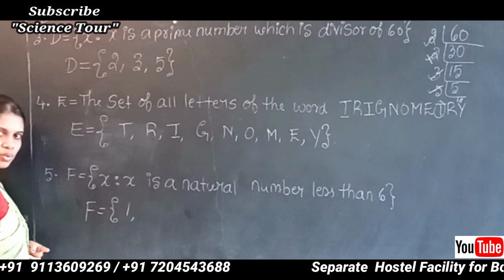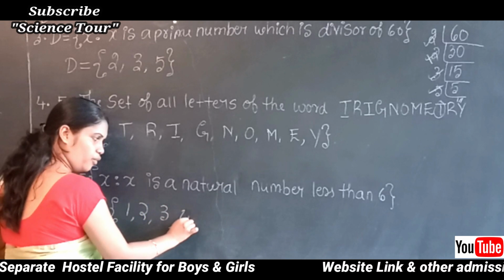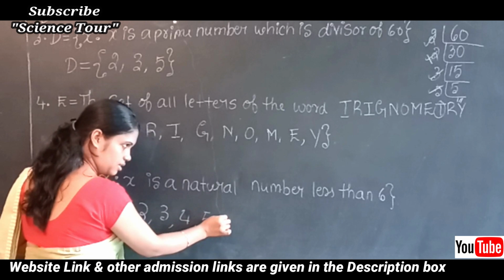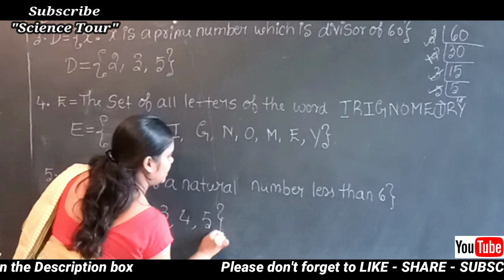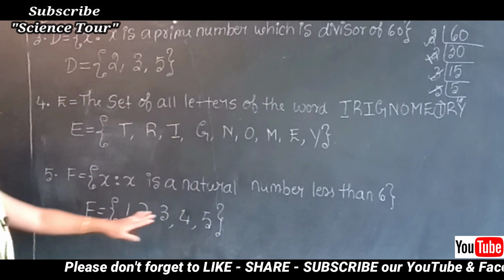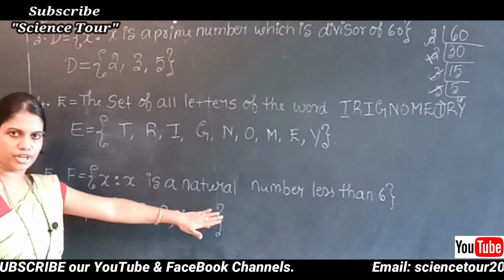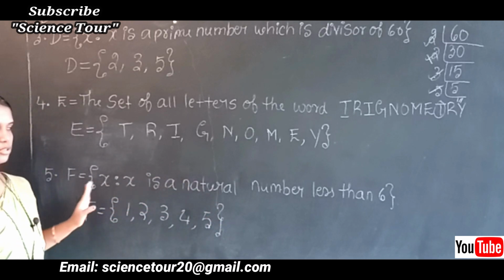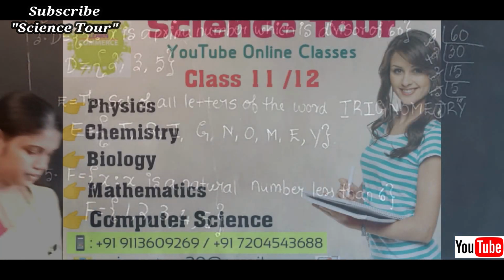Can I choose 2? Yes. Can I choose 3? Yes. Next, 4? Yes. 5? Yes. Can I choose 6? No. Less than 6, so therefore till 5 you have to write. 1, 2, 3, 4, 5. So this is the tabular form of this given set. All these problems are 1 mark problems and important problems.